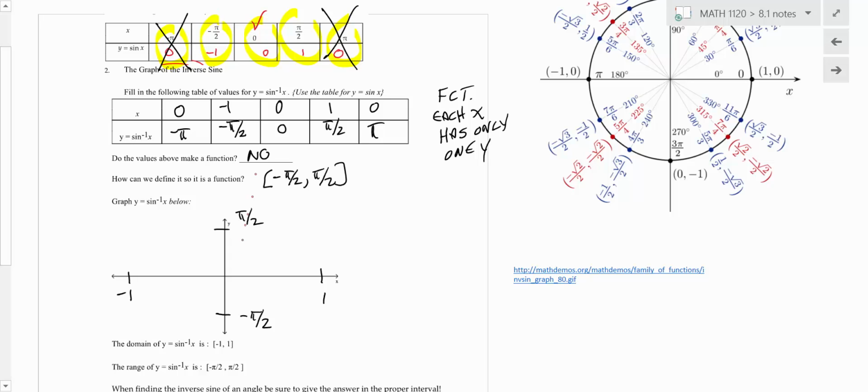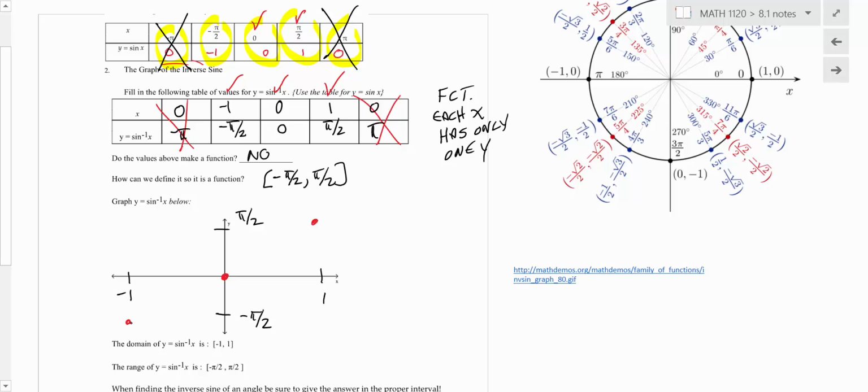So if we plot 0, 0, of course that's going to be there. I need to be looking at these points right here. Actually, I'm looking at the wrong table. So we have 0, 0. We have 1, pi over 2. That's a point on the inverse. Then we have -1, negative pi over 2 like that.